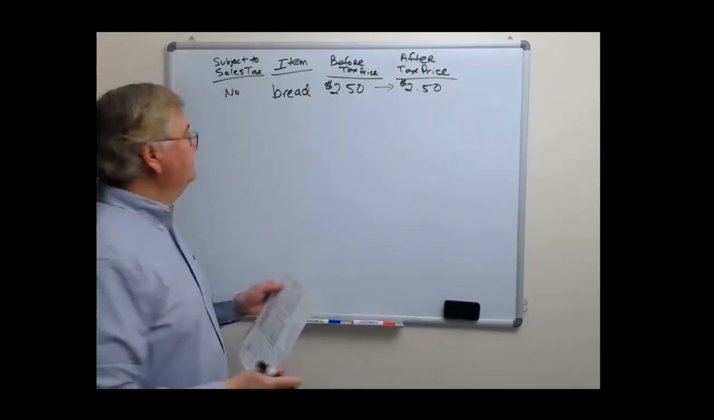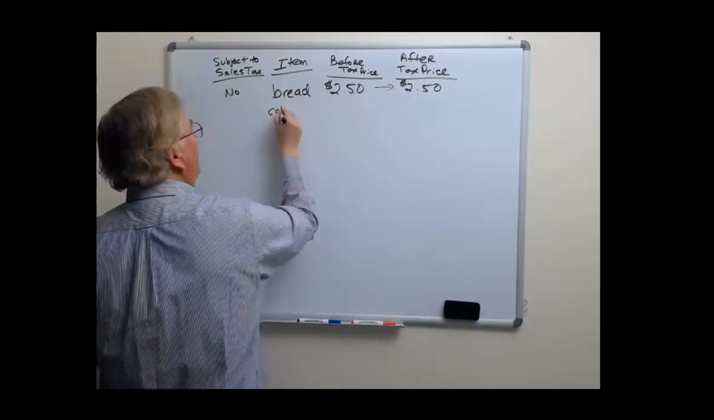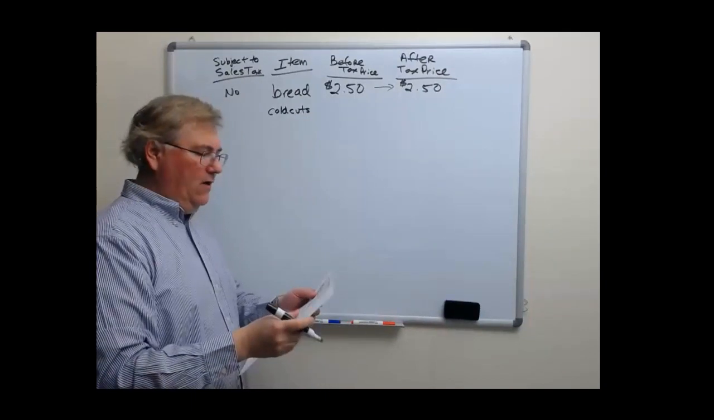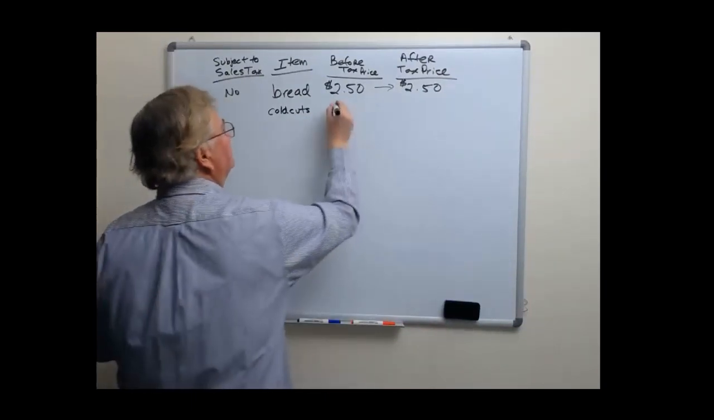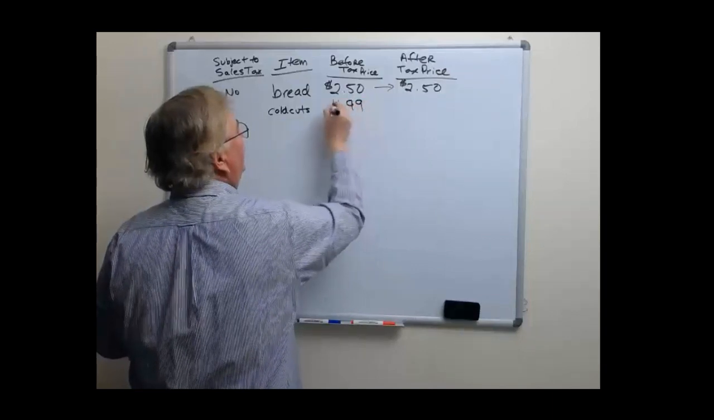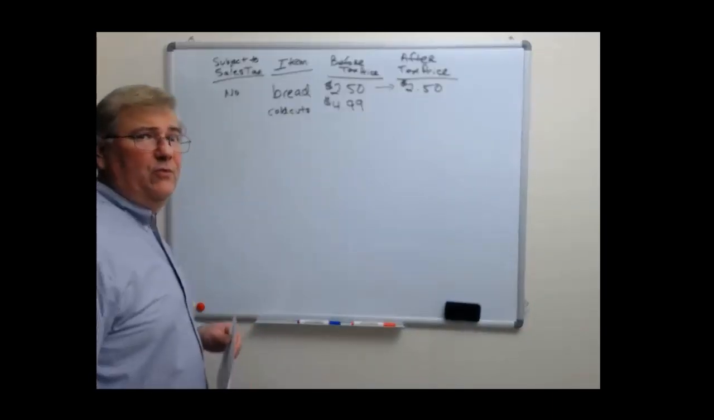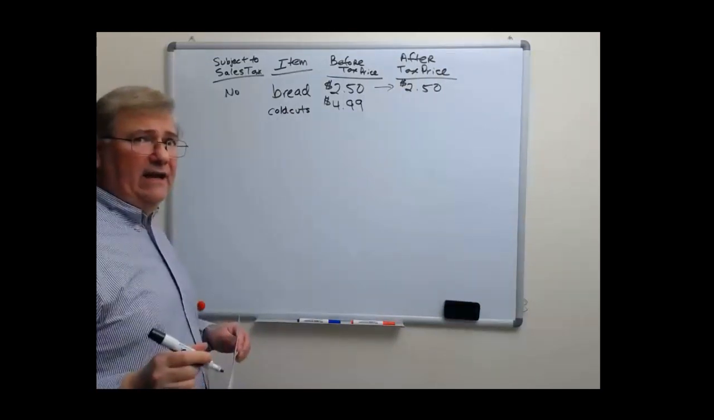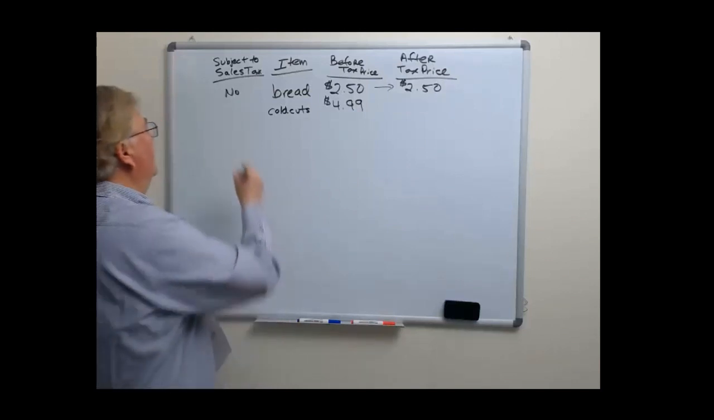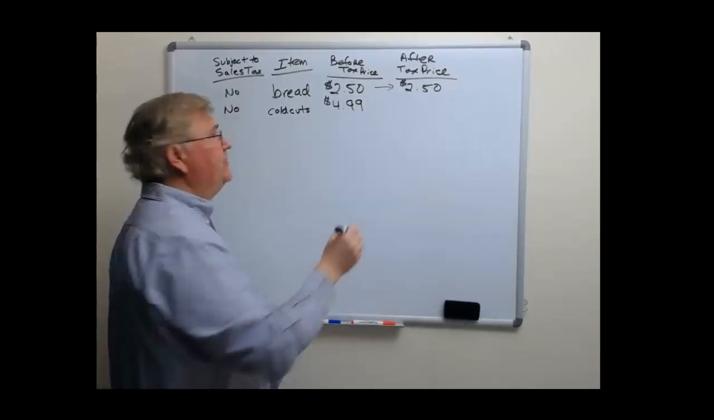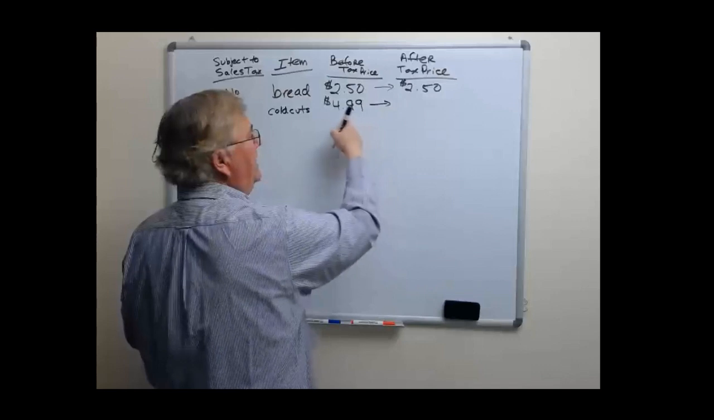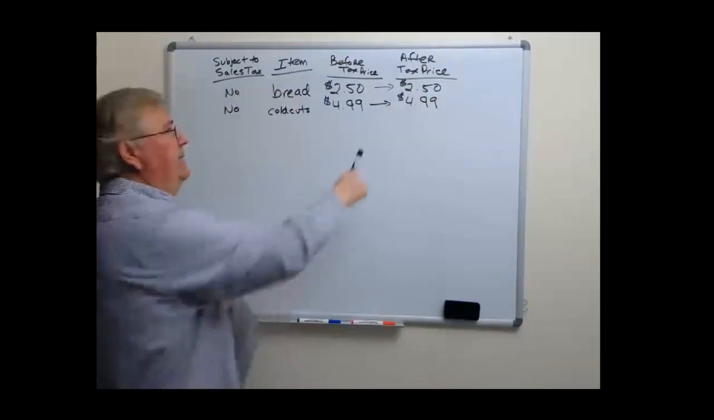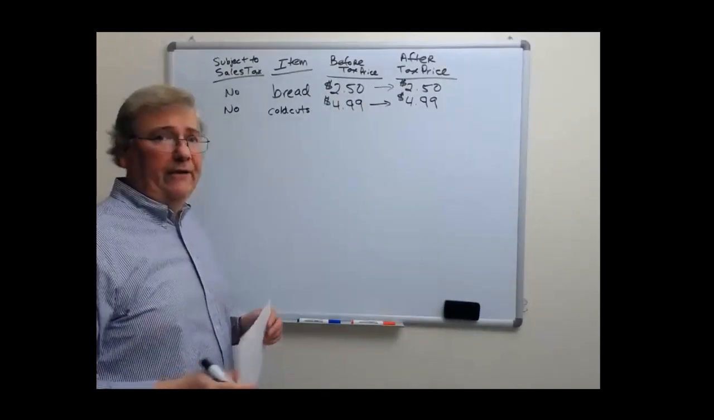Next we have cold cuts. And let's say the total cost for the cold cuts was $4.99. And the question we need to ask is whether or not cold cuts are subject to sales tax in Connecticut. And the answer again is no, because it's an essential food item. So then we can just, again, draw an arrow here and say that the after-tax price is the same as the before sales tax price.